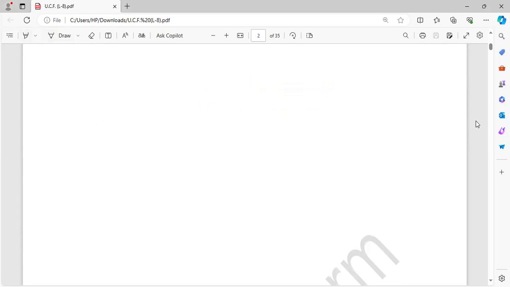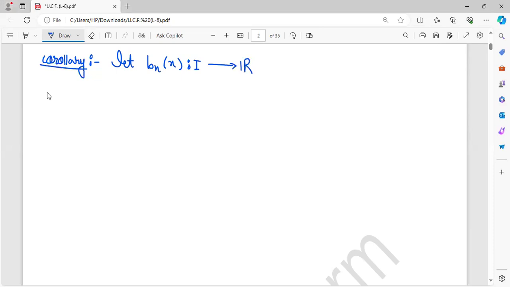So, we are writing a corollary of Abel's test. Corollary. Let b_n(x) be a sequence of functions from interval I to R, where I is an interval in R. And u_n(x) is a function from I to R.